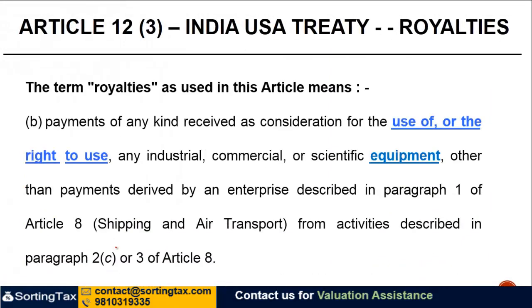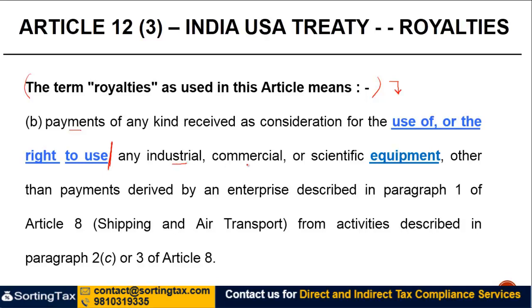The term royalty as used in this article means, I've just copied this for you, so that you are able to understand this. Payment of any kind received as a consideration for the use or the right to use. Now up to here it is the same, I'm not explaining it again. Any industrial, commercial, or scientific equipment. Earlier the reference was industrial, commercial, or scientific experience. Now if you have a commercial, industrial, or scientific equipment, any payment for the use or the right to use that will also be considered as royalty.